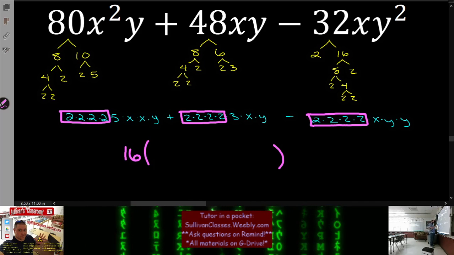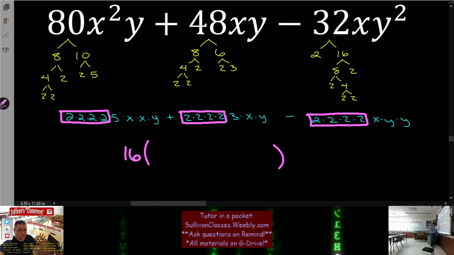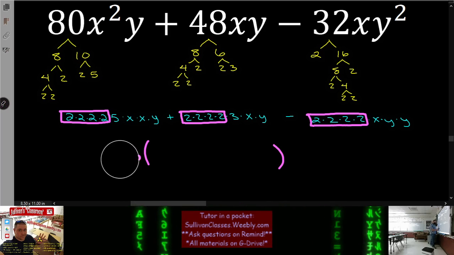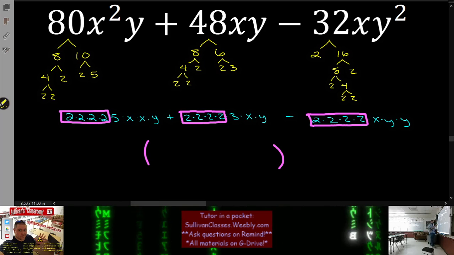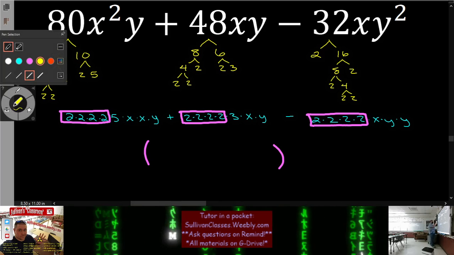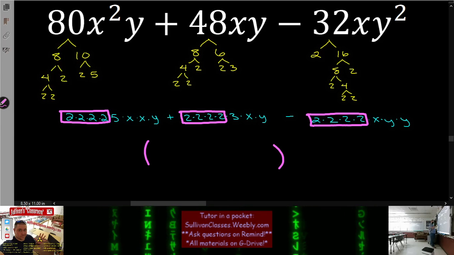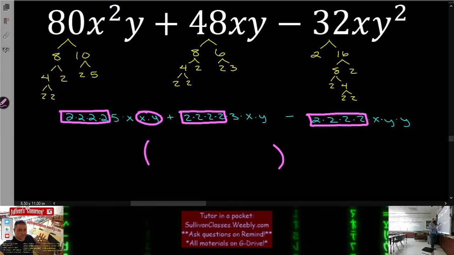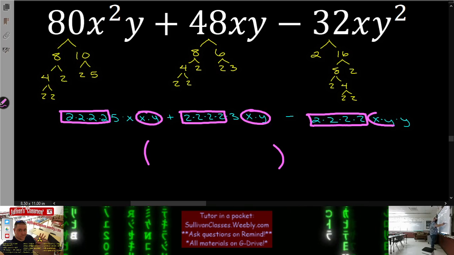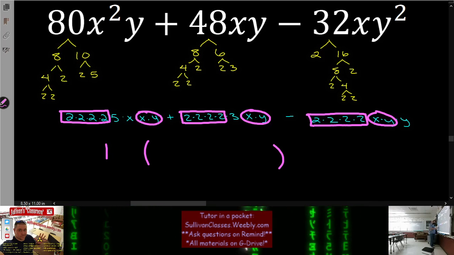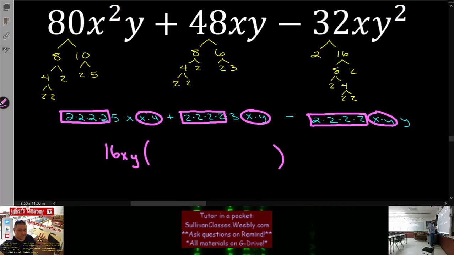Now the fun part is after you say they've got, oh wait, it wasn't just a 16. What else they got in common? An x and a y, an x and a y, an x and a y. So a 16xy comes out.